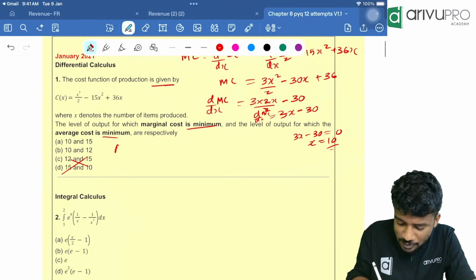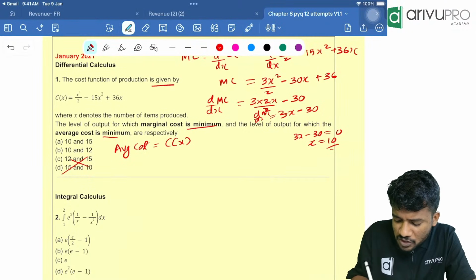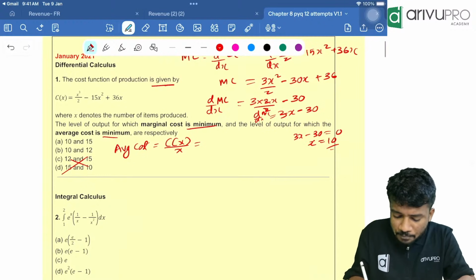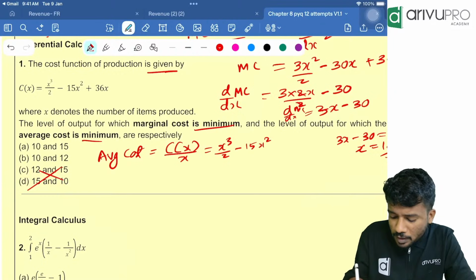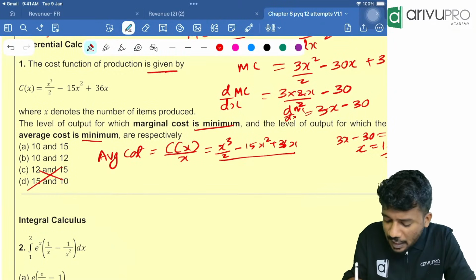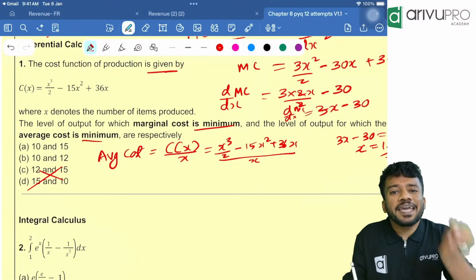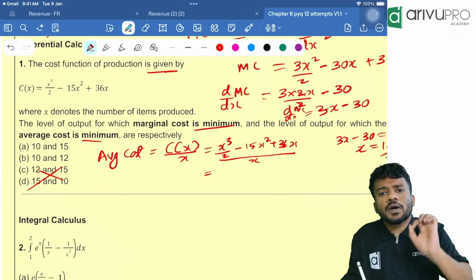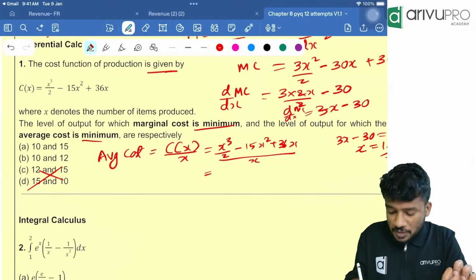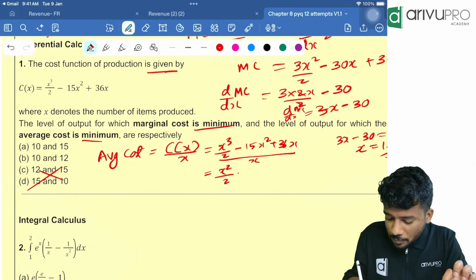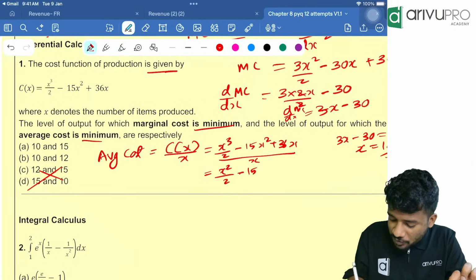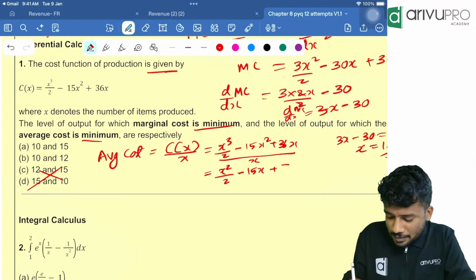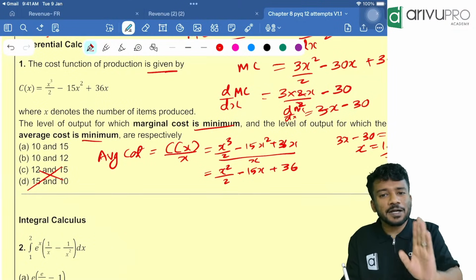Now we need to find average cost. Average cost is nothing but the cost function divided by x, which is equal to x cubed divided by 2 minus 15x square plus 36x, the entire thing divided by x. x cubed by 2 divided by x is x square by 2, minus 15 into x square by x is 15x, then 36 is 36 itself. People, you understood till here?